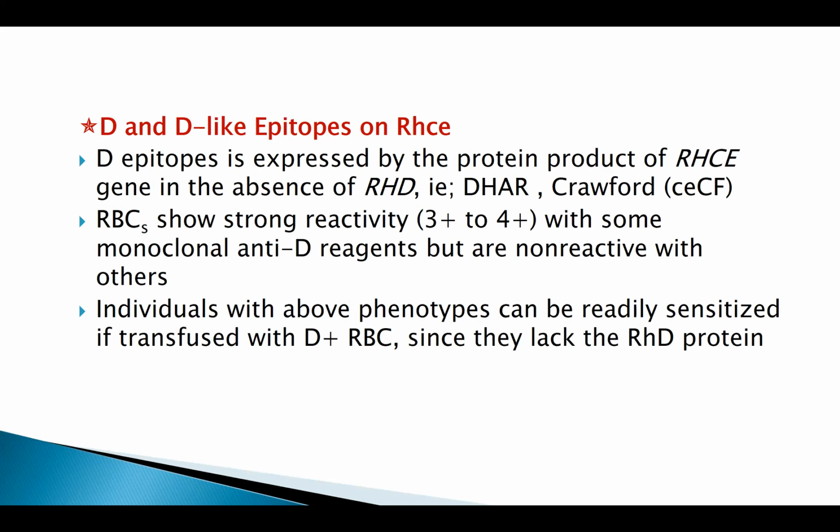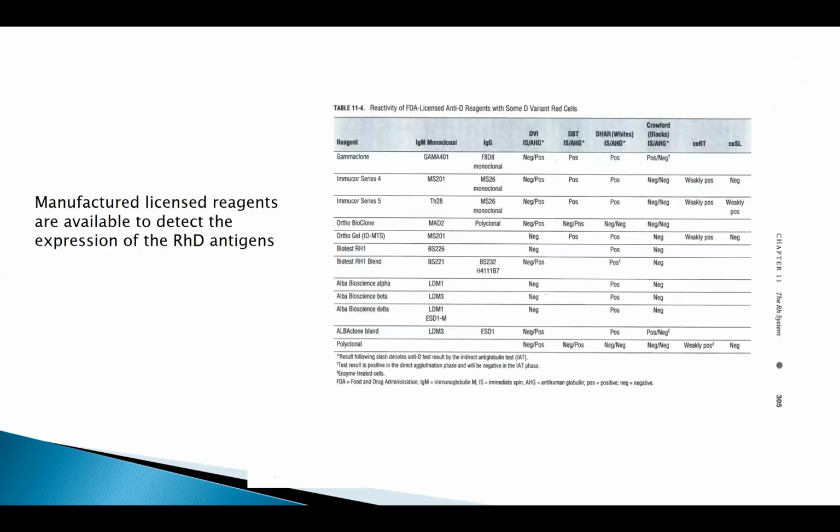It depends on the type of monoclonal anti-D reagent. You can see reactions as strong as 3+ to 4+, and some other reagents are non-reactive with the same cells. So my emphasis is to make sure you know the type of anti-D available in your laboratory, in your market, and that you read the insert information that comes with the reagents. It needs to be kept and referred to any time there is a discrepancy. These are the FDA-licensed anti-D reagents available in the market, and the table is provided in the Technical Manual, which is very useful.